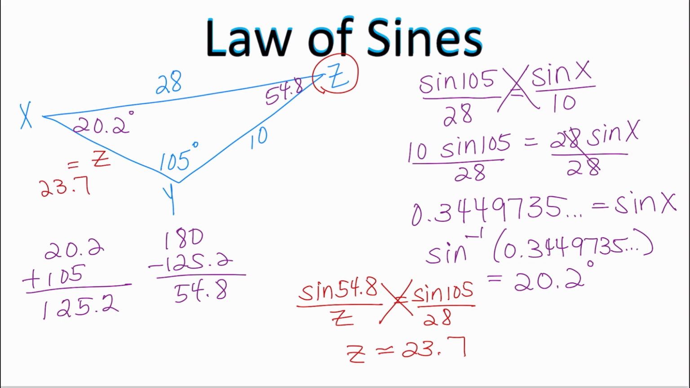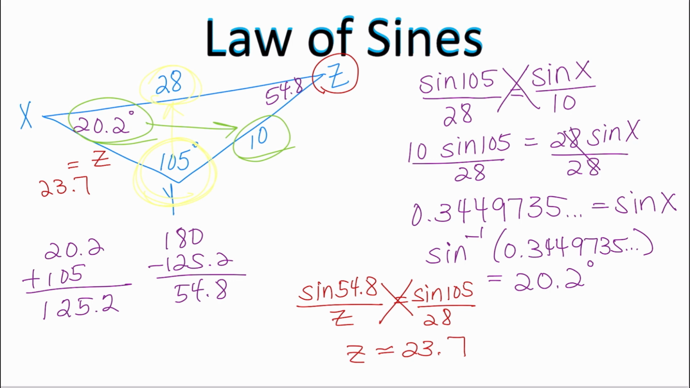And then in case you're wondering, how do I know if I did this correctly or not? Well, one of the things that you can check is opposite of the biggest angle is going to be the longest side. Opposite of the smallest angle is going to be the shortest side. So in this case, notice how the biggest angle is 105. Right across from it is the longest side, which is 28. Then the smallest angle is 20.2. And then it's right across from the shortest side, which is going to be 10.